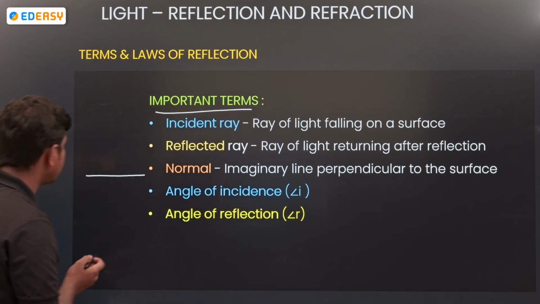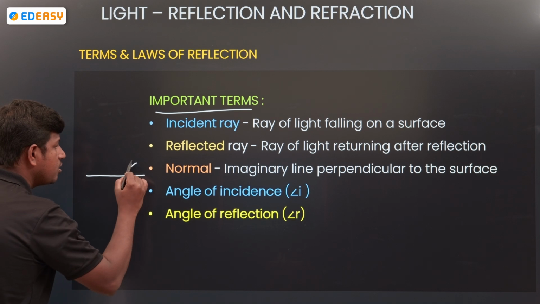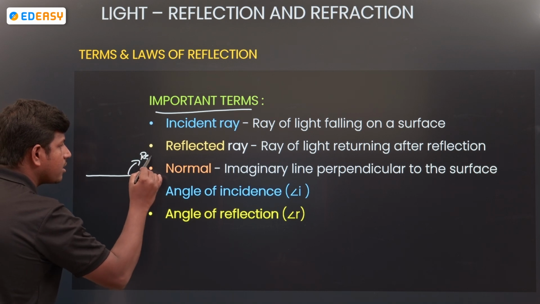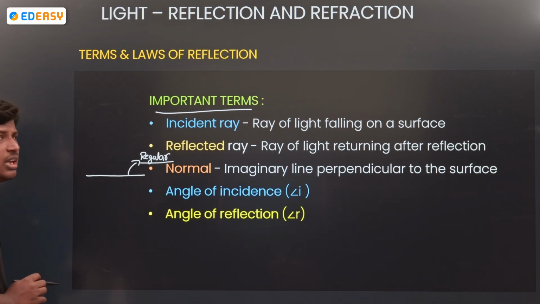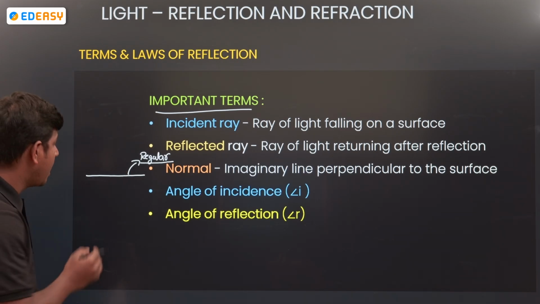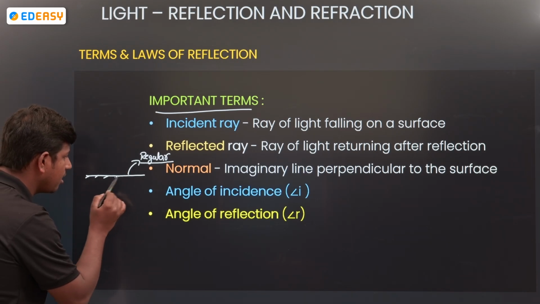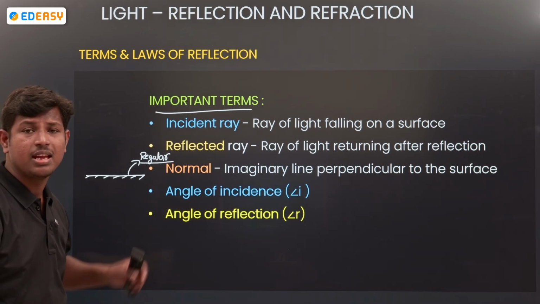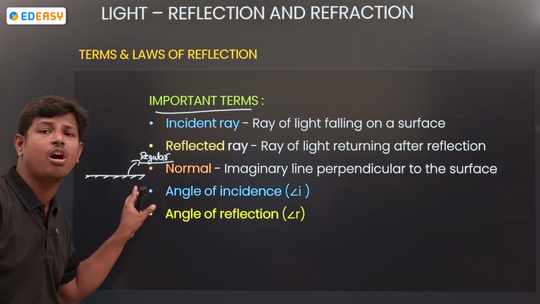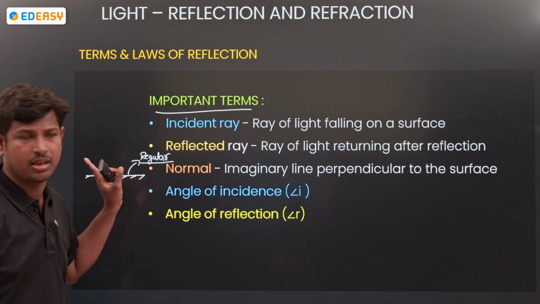So the smooth surface will give regular reflection. Which surface will give an image? Regular reflection gives images, and this is the rough surface or coated surface or irregular surface. The irregular surfaces will not form any type of images.